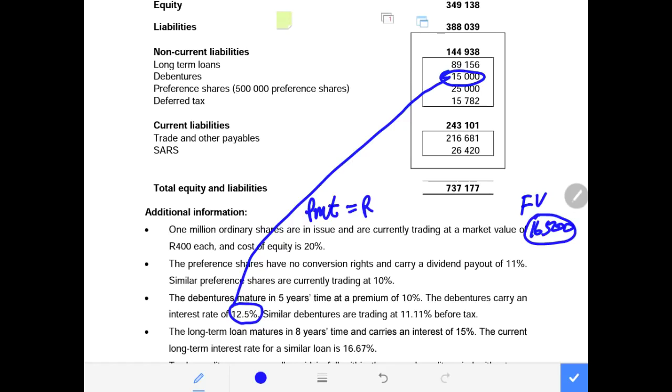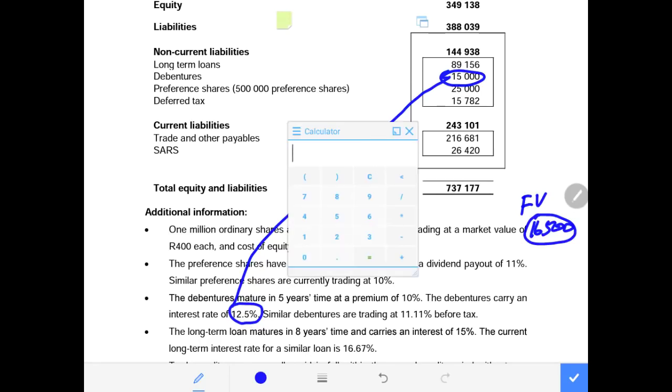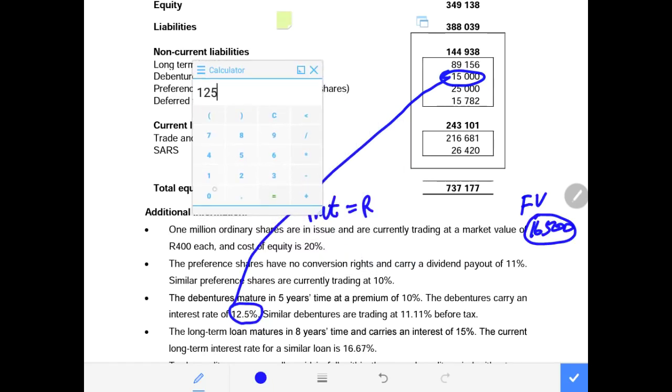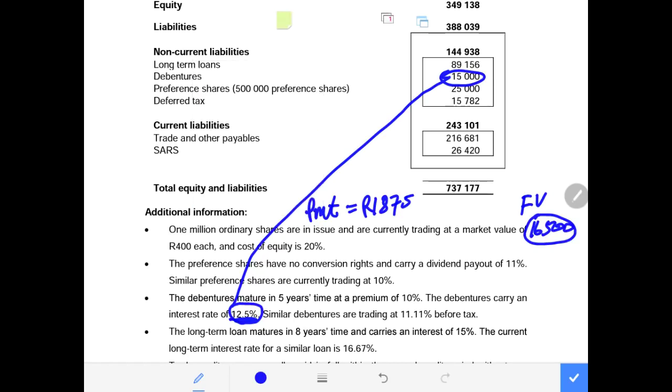But each and every year we have to pay the debenture holder 12.5% out of the capital that he invested, meaning in that 15,000 we have to multiply by 12.5%, and it gives us 1,875. This is the amount that we will be paying to the debenture holder every end of the year, because this is the rate of interest we agreed will be paid to the debenture holder. So now on that same note, proceed.